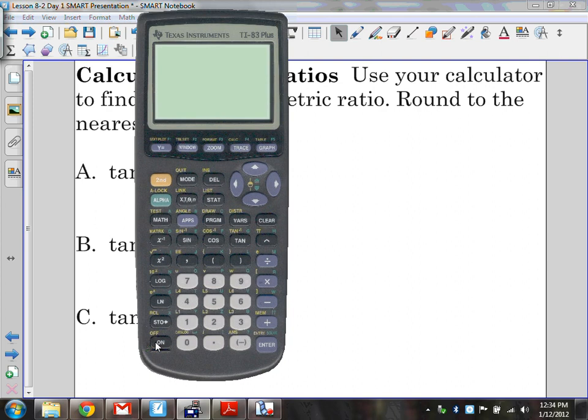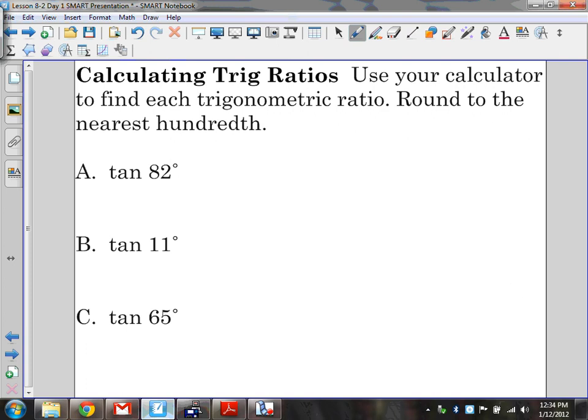Okay. So tangent button's right here. 82. You don't have to put the degree symbol in there because we changed the calculator to degrees. It's now reading that 82 as a degree. And we hit enter. So we get 7.115. That 5 rounds the 1 up to a 2. So this answer is 7.12.